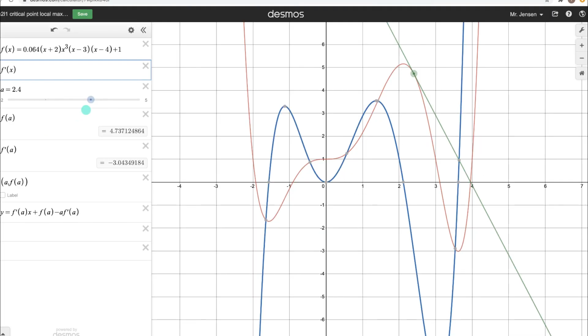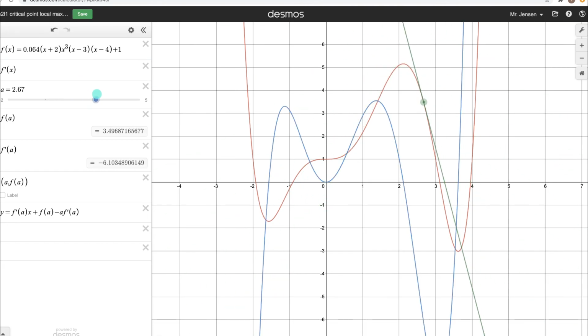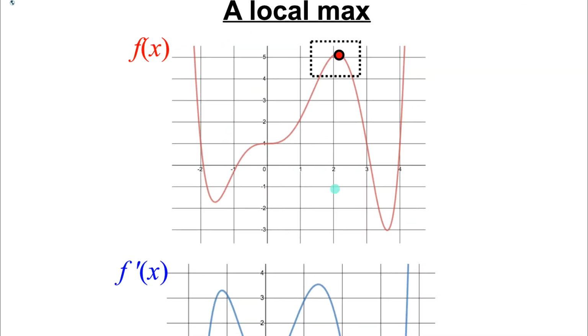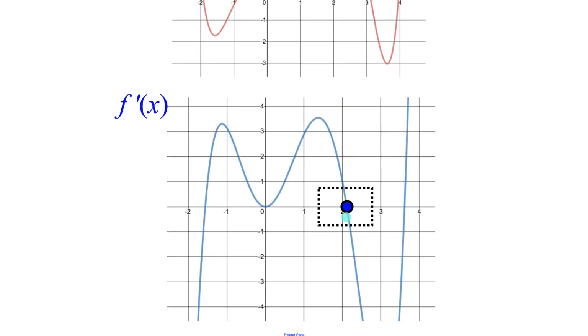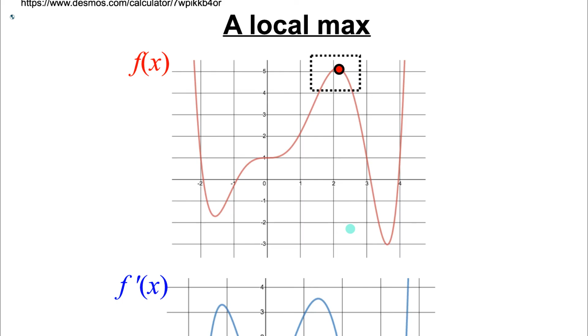And if we look at the original function, yeah, we can see that. It was increasing before, decreasing after, which means it was a local max point. I just have that outlined here for you. There's a local max here, and we can tell because the derivative switches from being positive to negative around that critical number, which means the original function went from increasing to decreasing. So it must be a local max point.